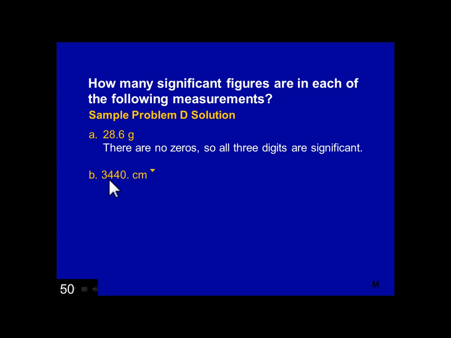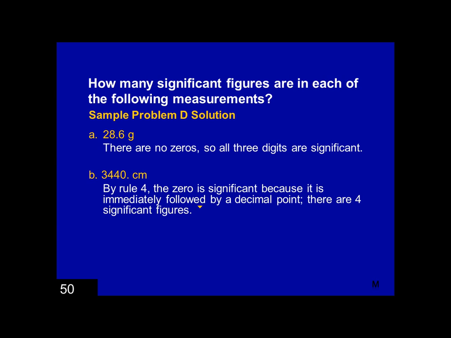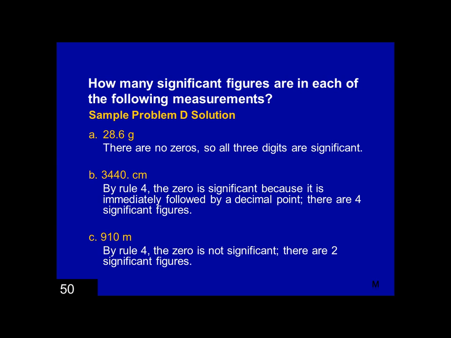How about the next one? 3440. centimeters. I'll pause. All right, this has 4 significant figures. This 0 counts because the decimal point's there. How about this measurement here? 910 meters. Well, this has 2 significant figures. This 0 does not count because, unlike the measurement above it, there's no decimal point. So the 9 counts and the 1 counts. The 0 does not count in this case.